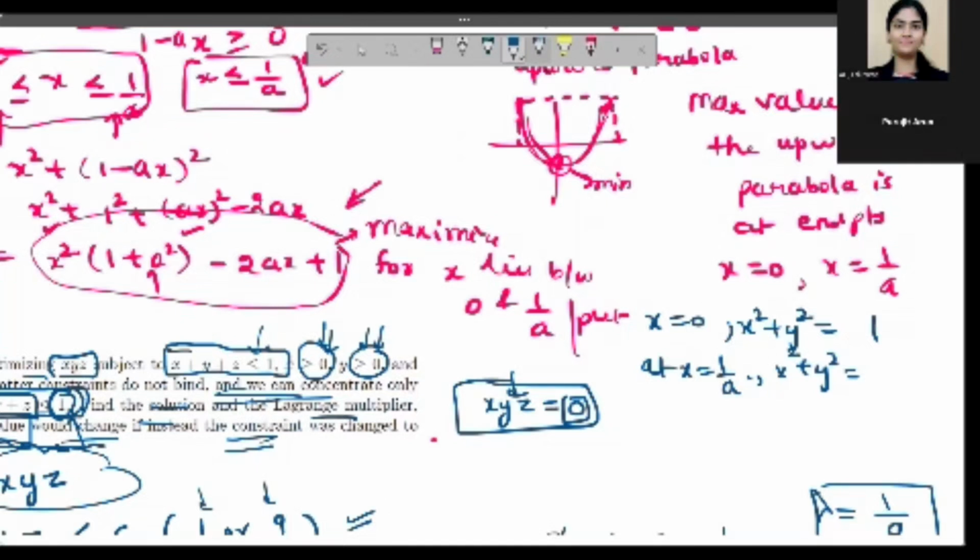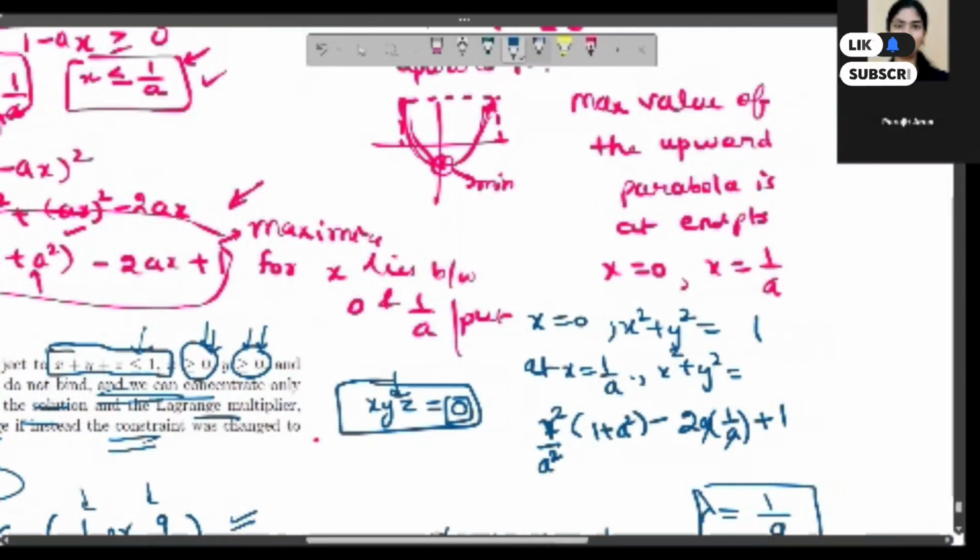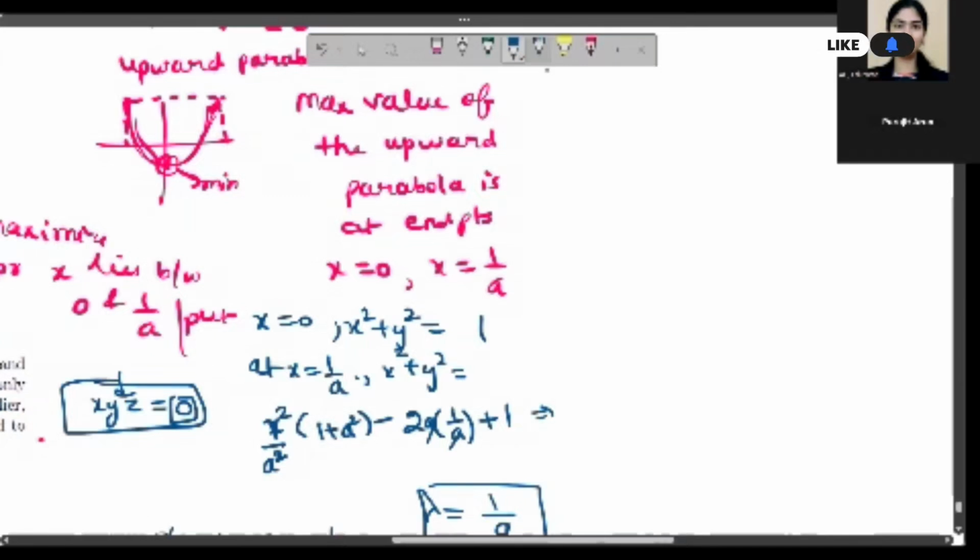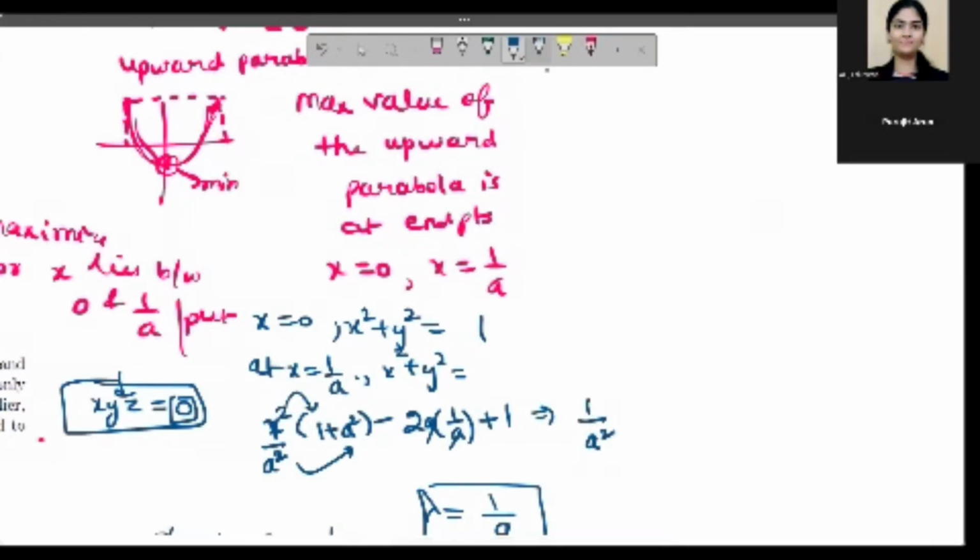Okay, let's try. In x square, I'm putting 1 by a, right? So 1 by a square times (1 plus a square), minus 2a times 1 by a, plus 1. A is cancelled, and then it has become 1 plus a square over a square, then minus 2 plus 1. So 1 plus 1 minus 2 is 0, leaving 1 by a square.